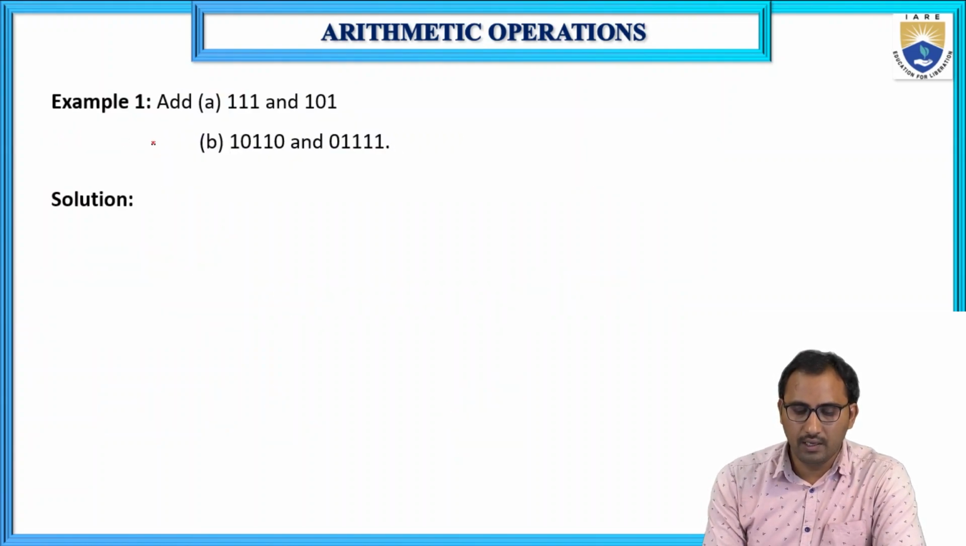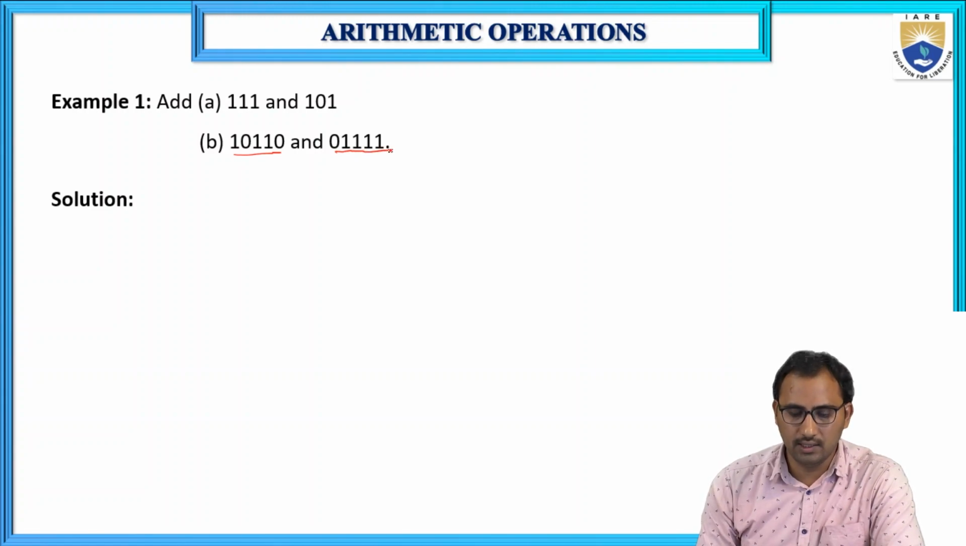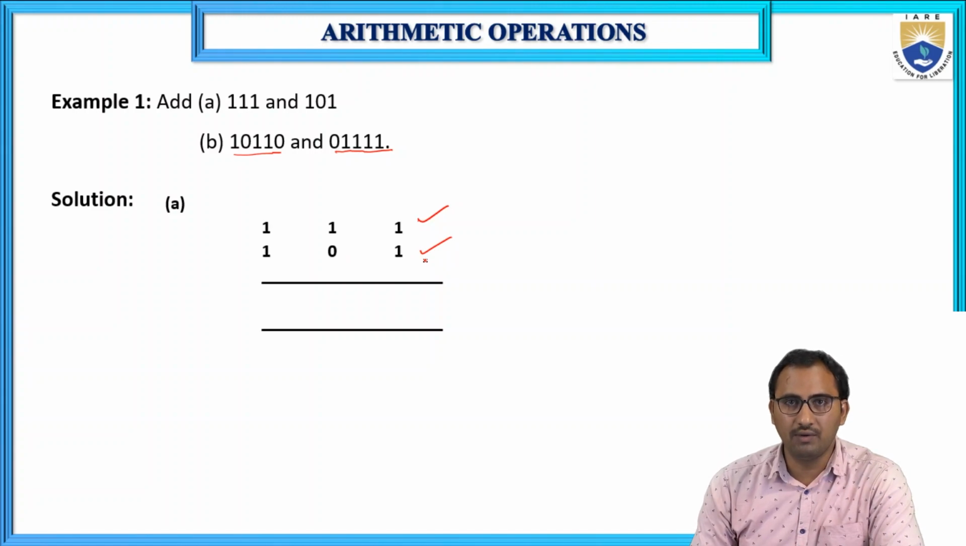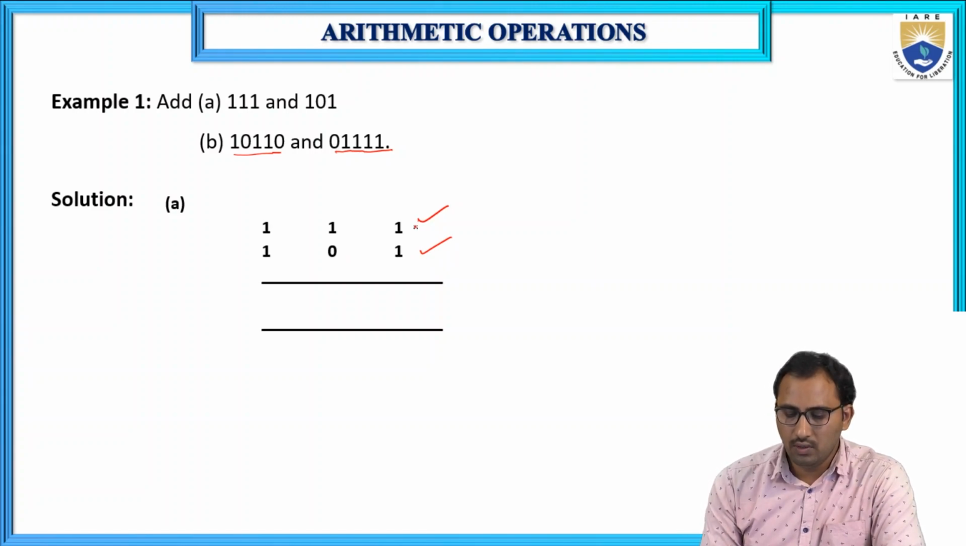Here is one more example: add 111 and 101, and the second is 10110 and 01111. So we are going to add these binary numbers. Consider the first one. We are adding 111 with 101. These are the two binary numbers given. If you add this 1 plus 1, what will you get? You will get the result 0 with the carry 1.